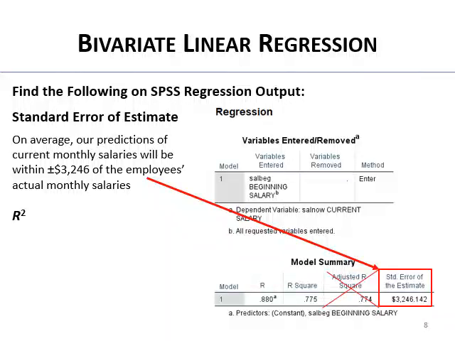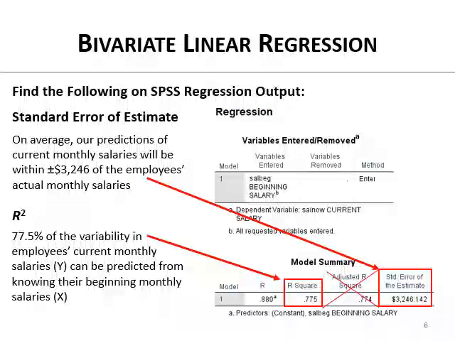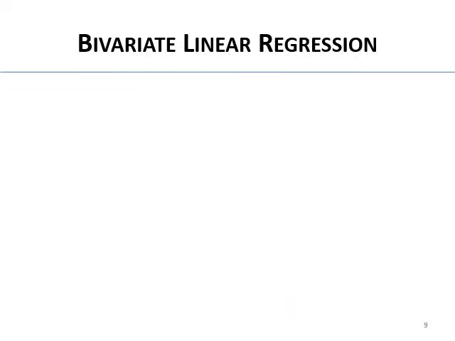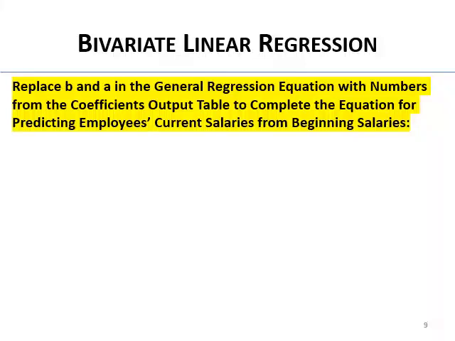How about R squared? Where's that on here? Again, it's where it says R squared. So 0.775, that is our correlation coefficient squared. R was 0.88, I think. Yeah, there it is, 0.88, because R's on here as well. It was 0.775, multiply it by 100, you get 77.5% of the variability in employees' current monthly salaries can be predicted by knowing what they started at. It's pretty good.